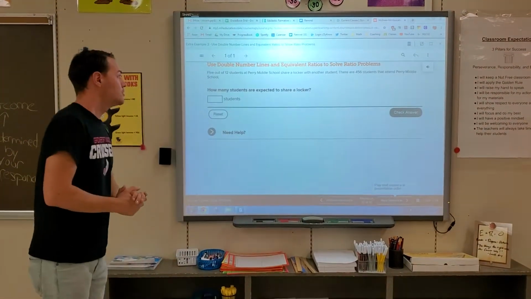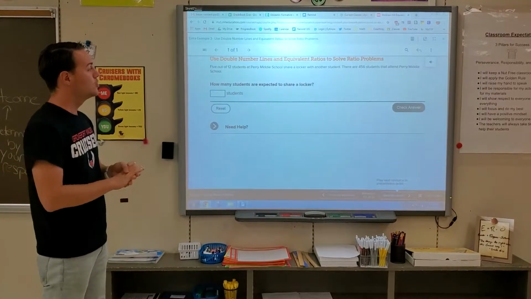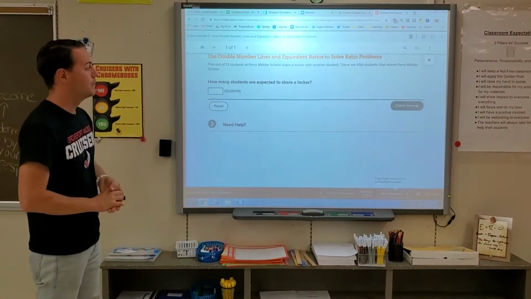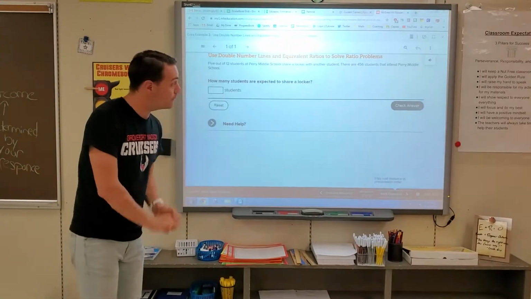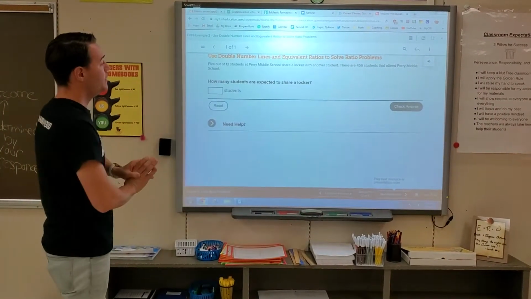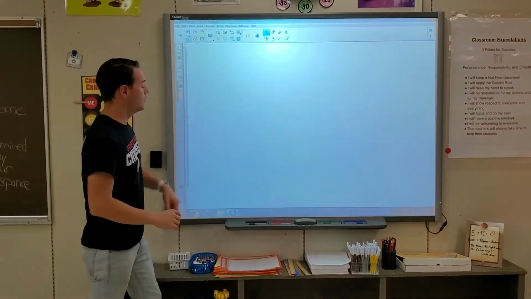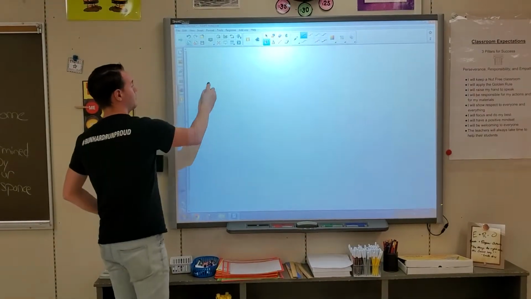There we go. So 5 out of 12 students at Perry Middle School share a locker with another student. There are 456 students that attend Perry Middle School. How many students are expected to share a locker? All right, so if I want to do this, I need to create a double number line.